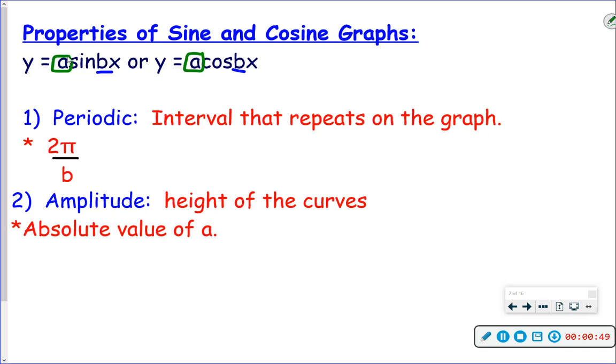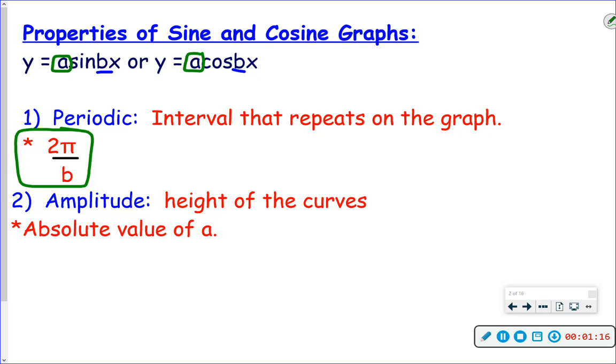So periodic. These are curves that are going to be repeating on the graph. Now, how do we figure out how often they repeat? The full period, of course, is 2 pi, and then we're going to divide by the coefficient on x. That's how often it's going to repeat. We also want to know the amplitude. How high are the curves going to be? So absolute value of your lead coefficient, of A. That's how we're going to figure out the height of the curves.